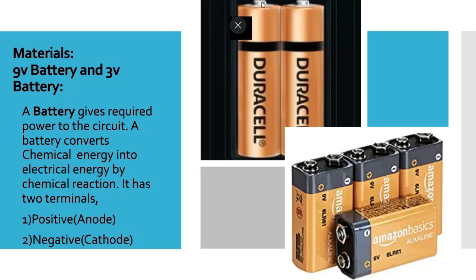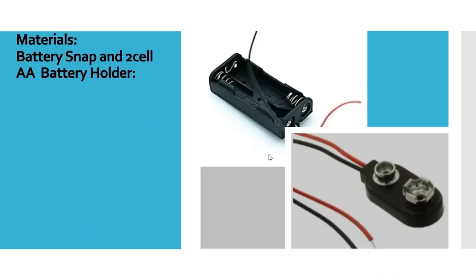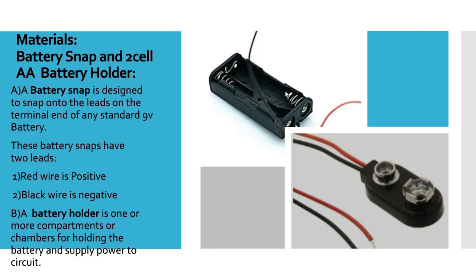In the same way, on the 3-volt battery or the 1.5-volt battery, the tip in which the cap is present is the negative, and the other flat surface is the positive anode. The second material is a battery snap and a 3-volt battery holder. The battery snap is used for the 9-volt battery, and a 2-cell AA battery holder is used for the 3-volt batteries. The battery snap is a component which connects the battery to the circuit to supply the power.